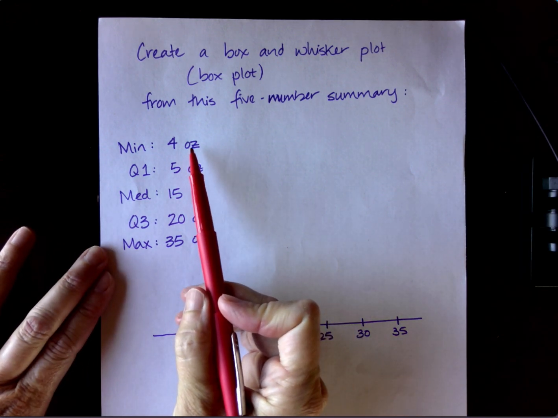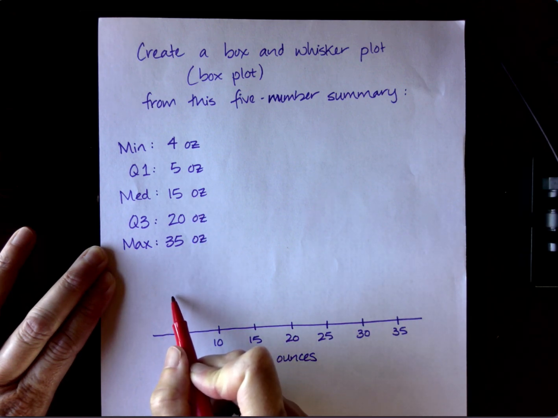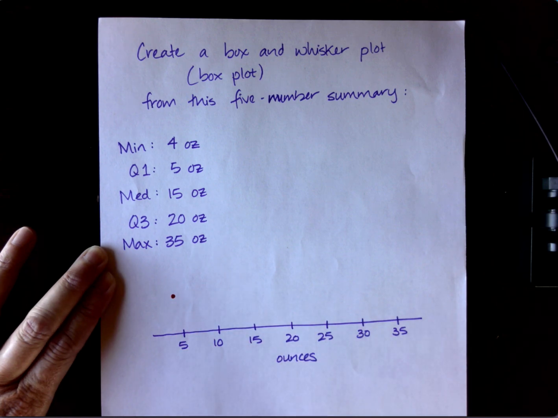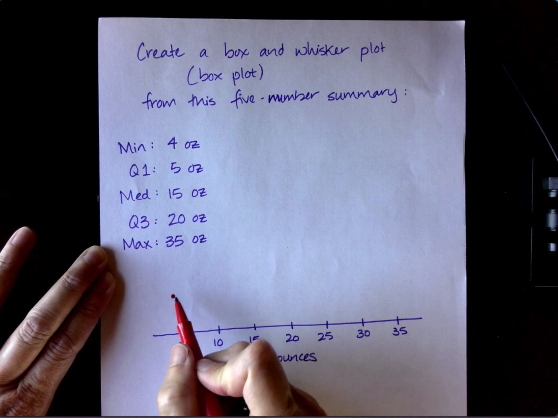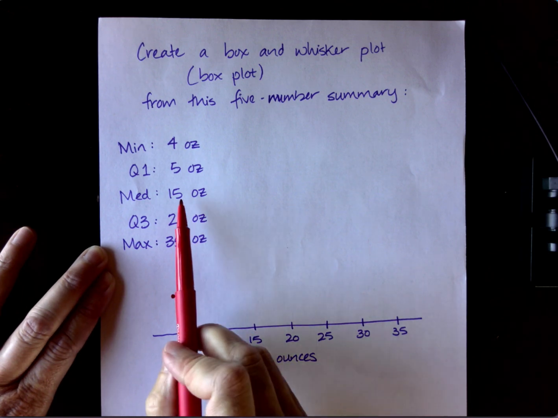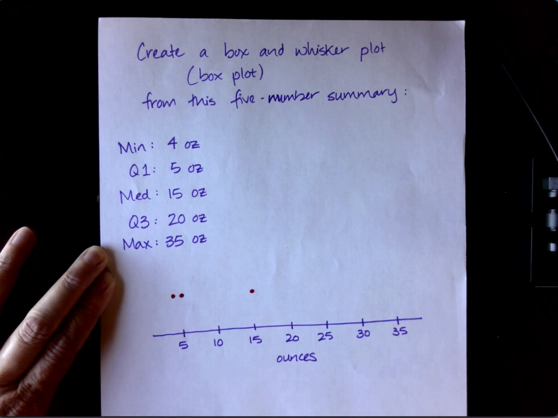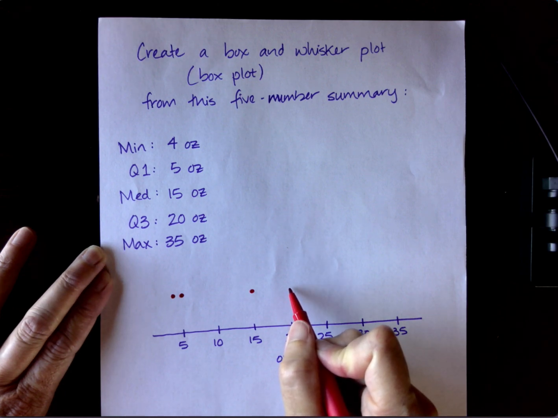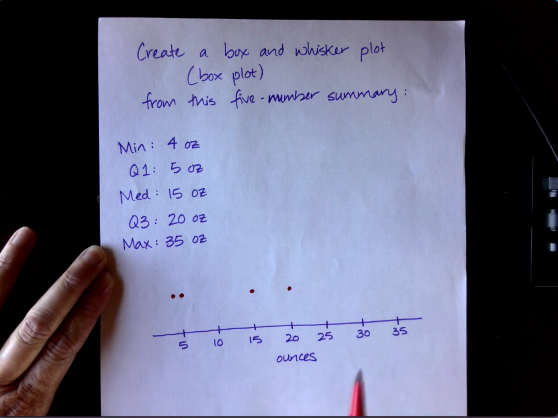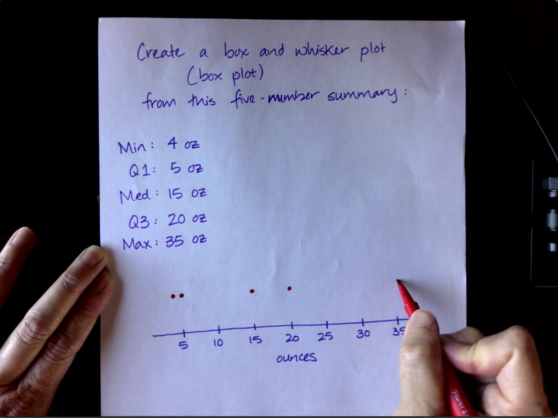So if I put the minimum on here, it will be a little bit to the left of 5 ounces on the number line. And I recommend putting dots for these to start with and putting them up above your number line. Q1 is at 5 ounces, so right above the hash mark for 5. The median is at 15 ounces, right above the hash mark for 15. Q3 is at 20 ounces, right above the hash mark for 20. And the maximum is 35 ounces, right above the hash mark for 35.